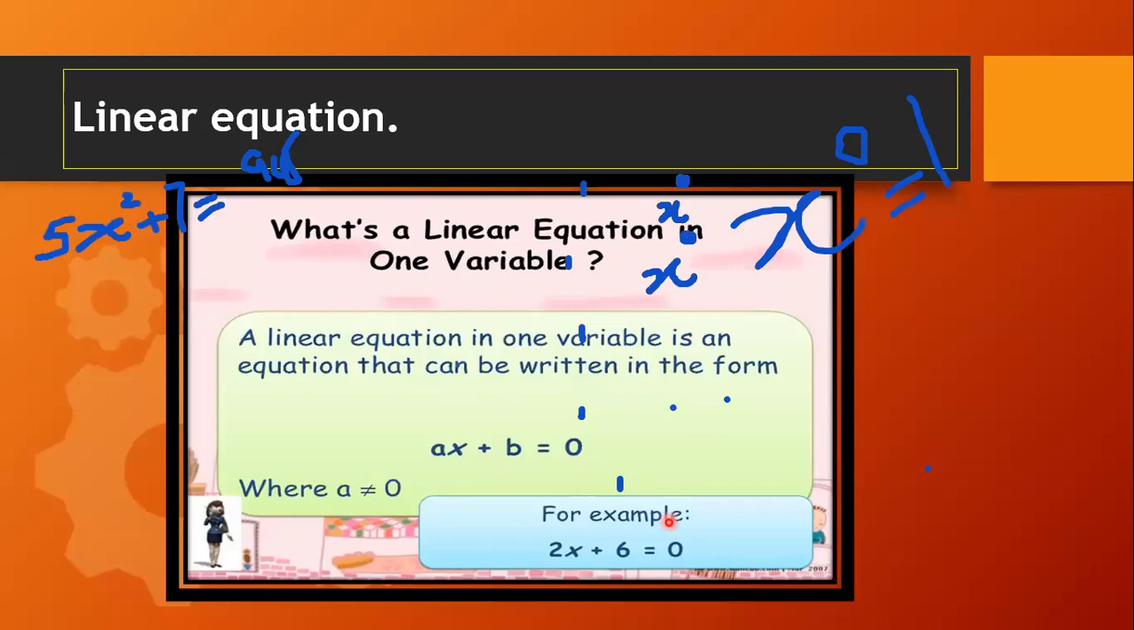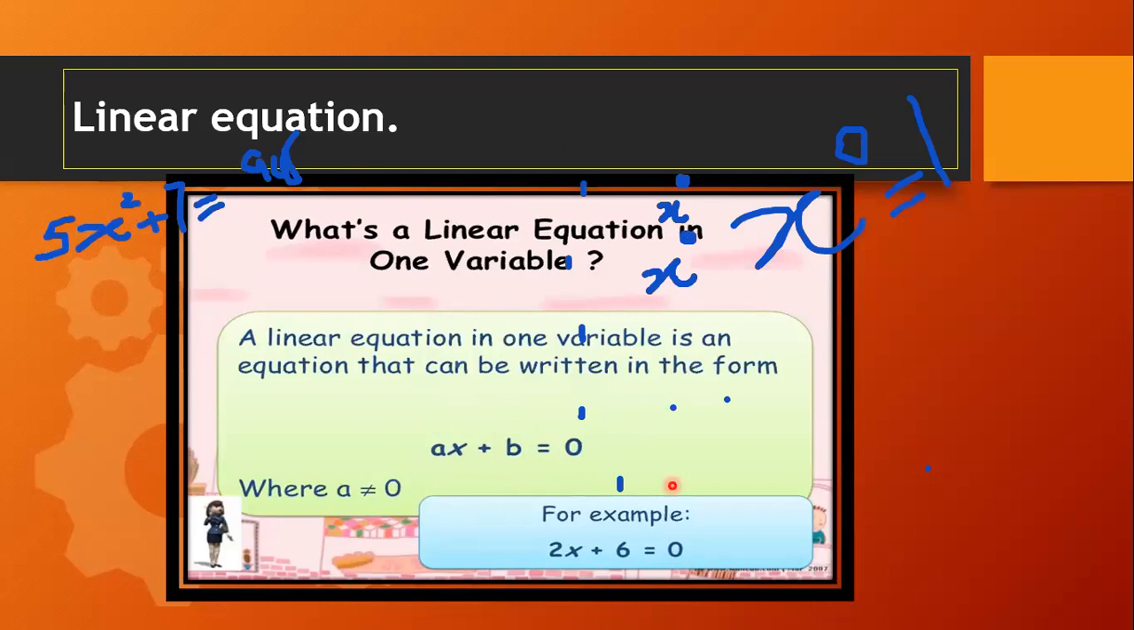My dear students, my eyes are fixed on my chat box. Will you please tell me how many variables are here and how many constants are here in this particular example, ax plus b is equals to 0? The variable is x, b is a constant and 0 is a constant, and a is the coefficient.